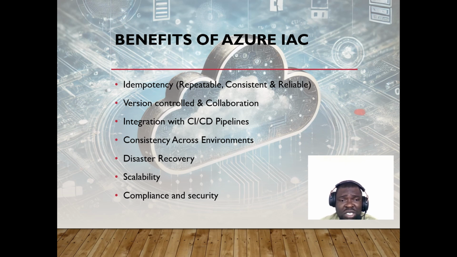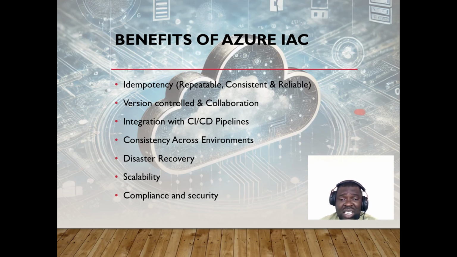IaC can provide consistency within environments such as production and UAT. IaC facilitates disaster recovery. In the event of a disaster where we need to redeploy our environments, we can quickly do so from the code. IaC offers scalability. We can scale our infrastructure on demand. IaC can facilitate compliance and security. This simply means we can put policies into our code to meet organizational standards and compliance.